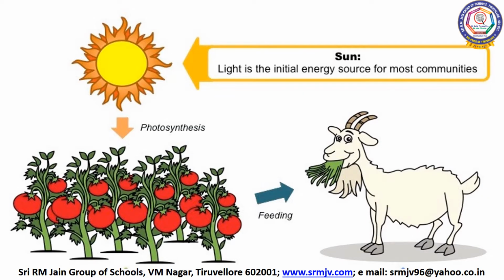Have you noticed that most of the animals that we consume as meat depend on plants for their nourishment? So we can conclude that we are all directly or indirectly dependent on plants for our nutrition. But where do plants obtain their nutrients from? Let's see.